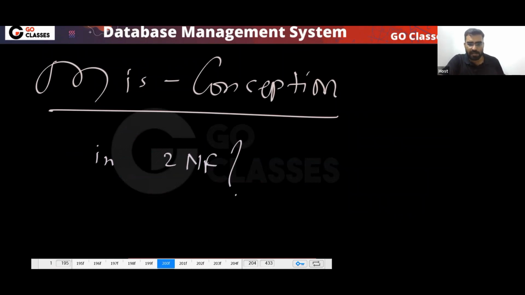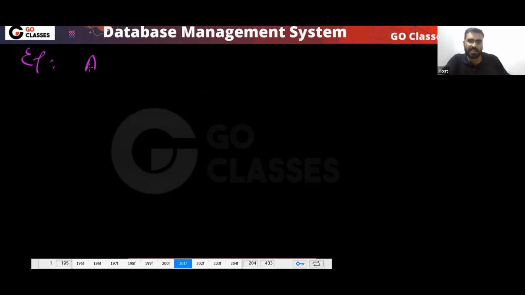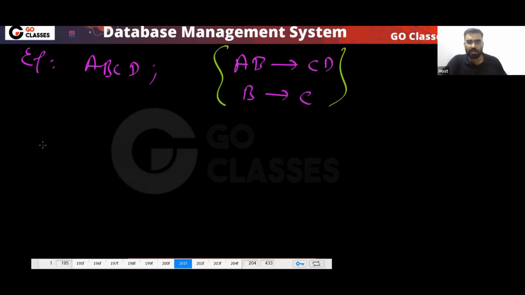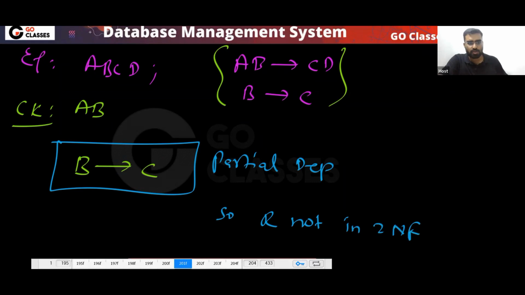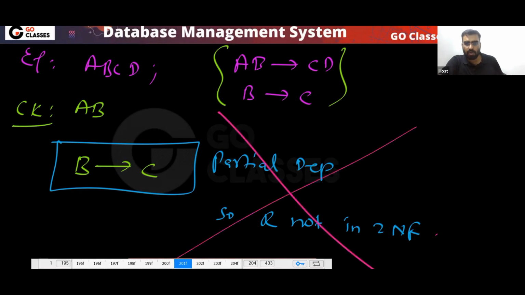The misconception is this: for example, if I have A, B, C, D, and let's assume AB determines CD, and let's assume B determines C. Now in this situation, if you find the candidate key, that will be AB. Many students say this is partial dependency, so R is not in 2NF. This whole thing is wrong. Is this point clear?